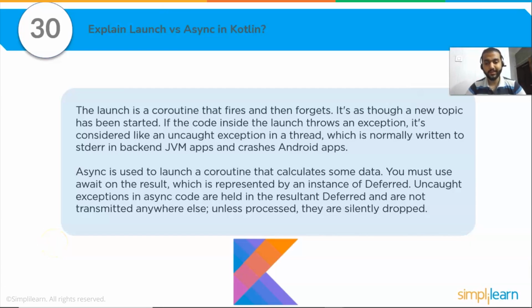So, although async is used to start the coroutines, it does so by blocking the main thread at the await function's entry point. And launch will not block the main thread, but the rest of the code will not be executed while waiting for the launch result, because launch is not a suspend call. And this was the last question, that is the 30th question of Kotlin interview questions.